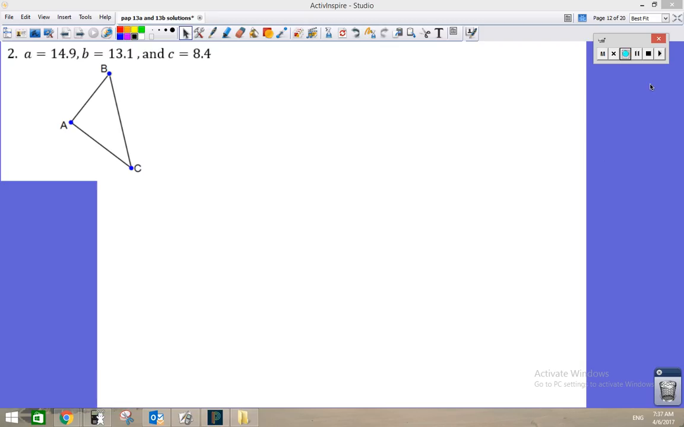Alright, so I think I'm recording here. We're solving triangles. We're using the law of sines and law of cosines in order to do it.